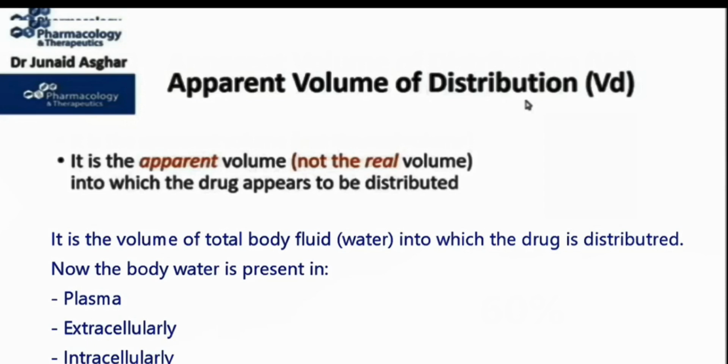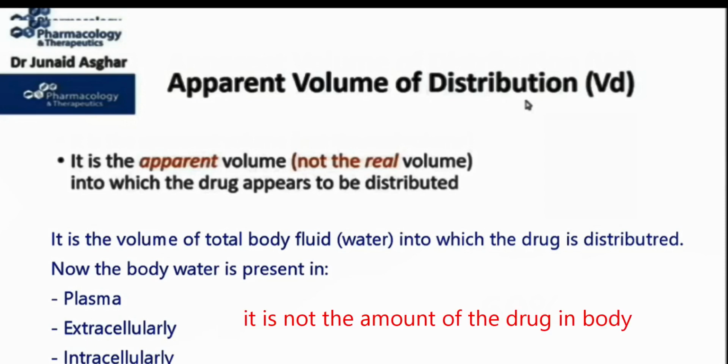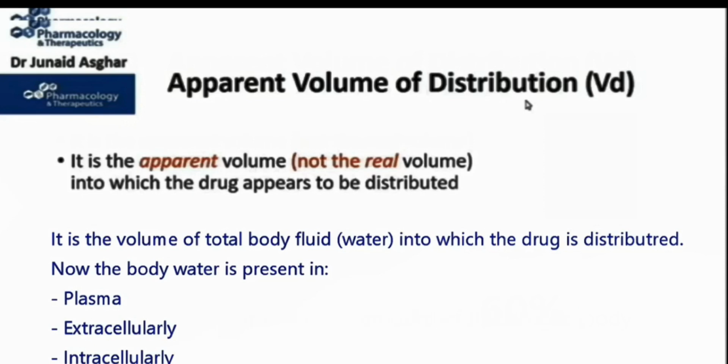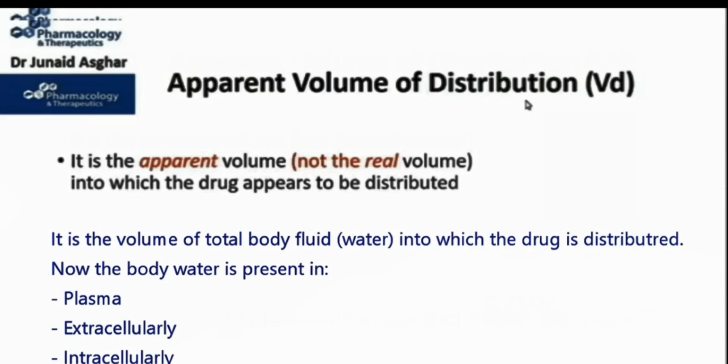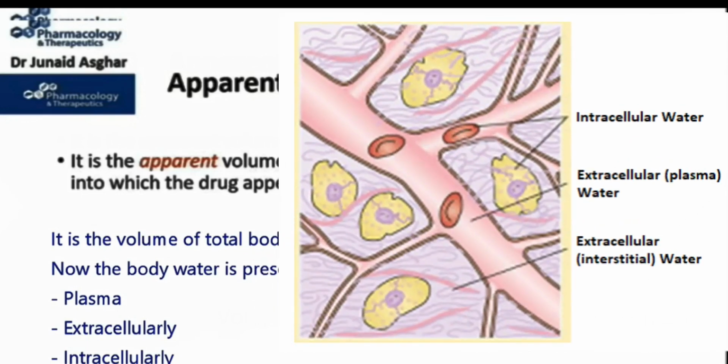In other words, it is not the amount of drug, or it is not milligrams of a drug in your body. Or we may say that this concept is about the volumes and not about the weight or mass of a drug. So for example, if you take a drug orally, it could either be present in your plasma, it can surely go into the extravascular spaces or the extracellular spaces, or interstitium, or it may go into your cells, which all contain water. So apparent volume of distribution is basically the distribution of a drug into body fluids or the water of the body.